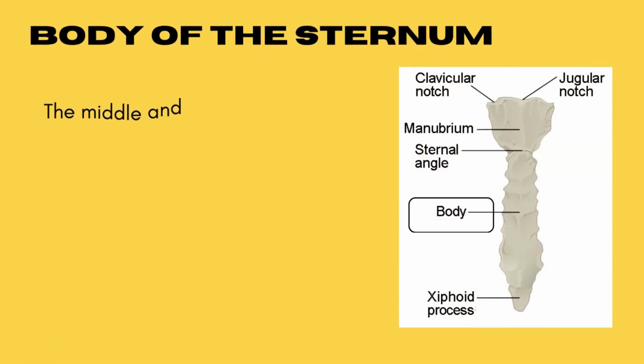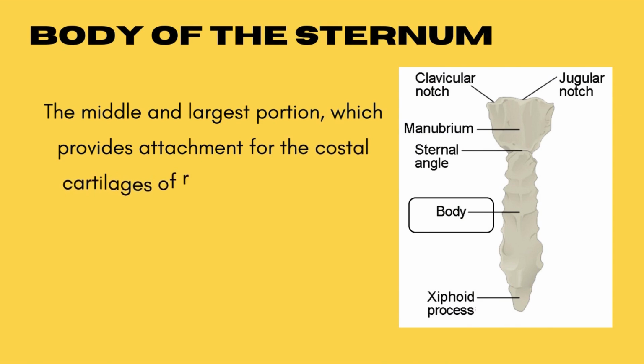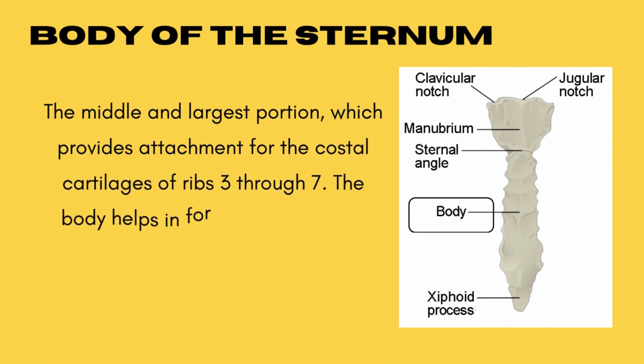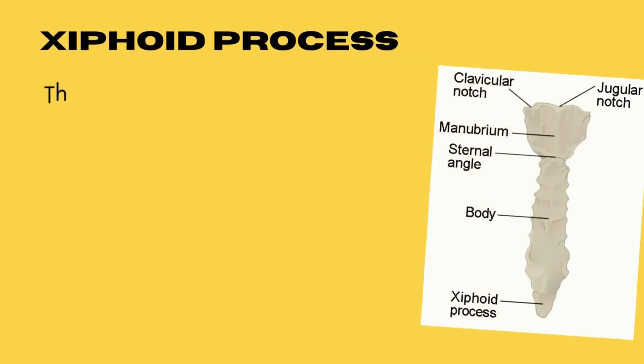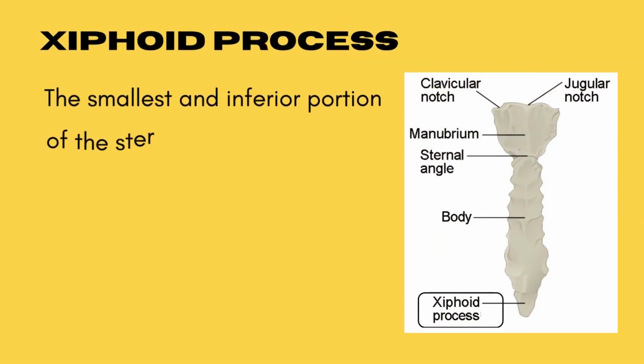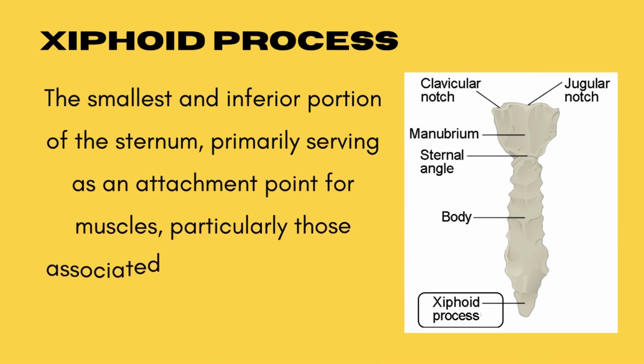Body of the sternum. The middle and largest portion, which provides attachment for the costal cartilages of ribs 3 through 7. The body helps in forming the anterior wall of the thorax. Xiphoid process. The smallest and inferior portion of the sternum, primarily serving as an attachment point for muscles, particularly those associated with the diaphragm.